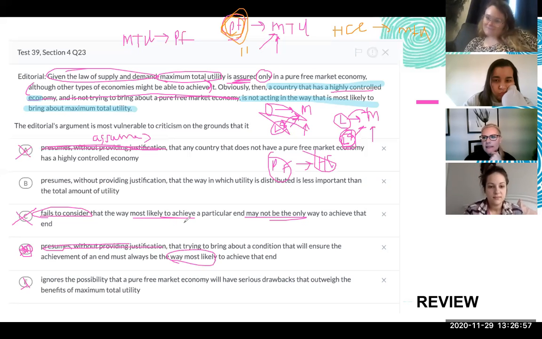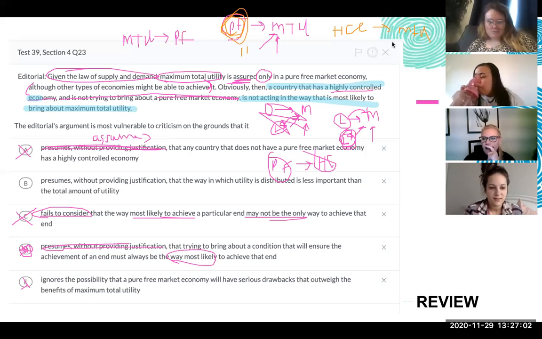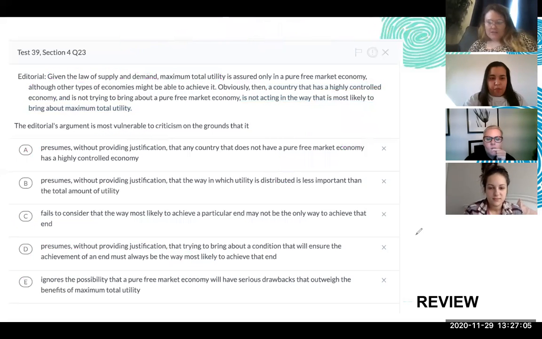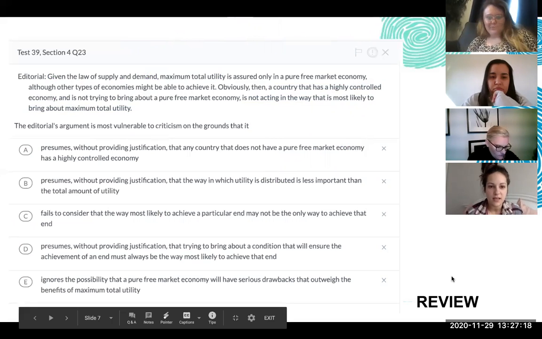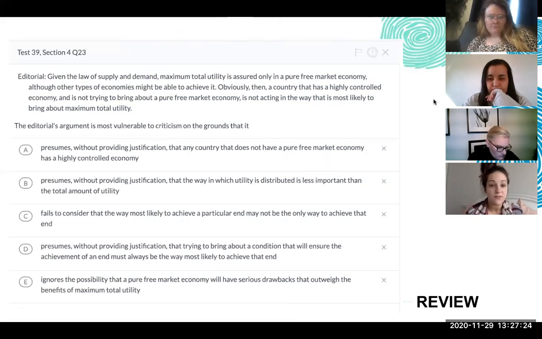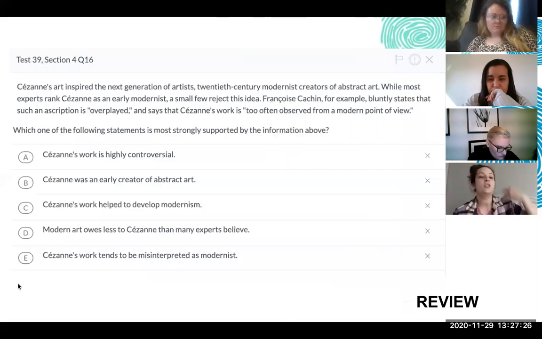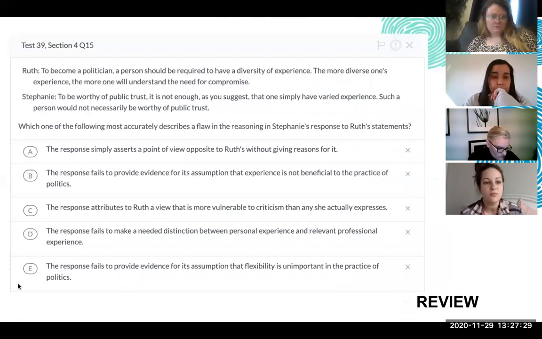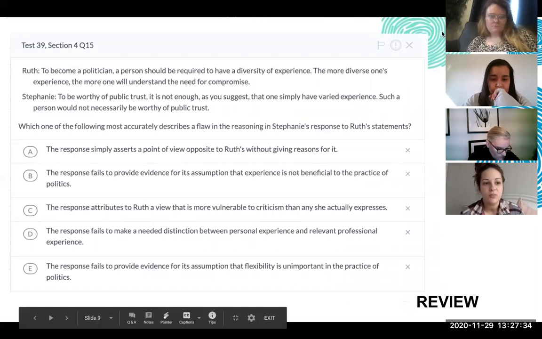That one was more of a process of elimination, because once I got past A, I didn't like the rest of them except for D. Did you know that right away, Katie, when you read it? I mean, that's what I was thinking, because in my head I substituted pure free market for capitalist versus communist. And I was trying to say, a communist society can still be successful or can still achieve maximum utility. It doesn't have to be a capitalist society to achieve it. It's just more likely in that way.